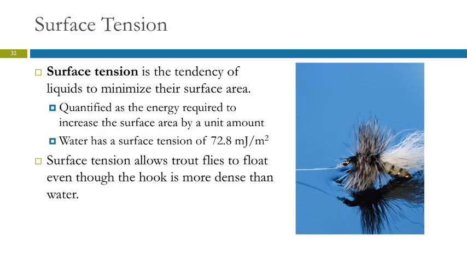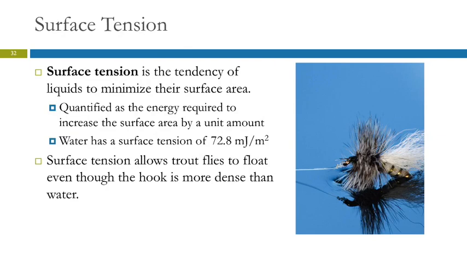So surface tension can be defined as the tendency of liquids to minimize their surface area. It can be quantified. You can attach a number to it. It's the energy required to increase the surface area of the liquid by a unit amount. So water has a surface tension of 72.8 millijoules per square meter. So to increase the surface area of water by a square meter, it would take 72.8 millijoules.